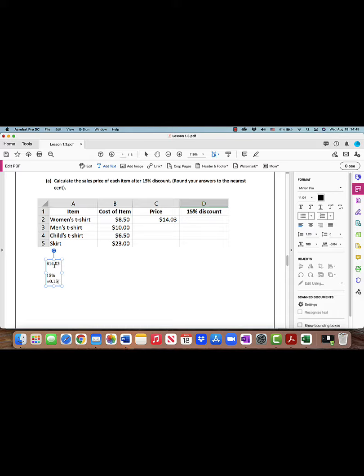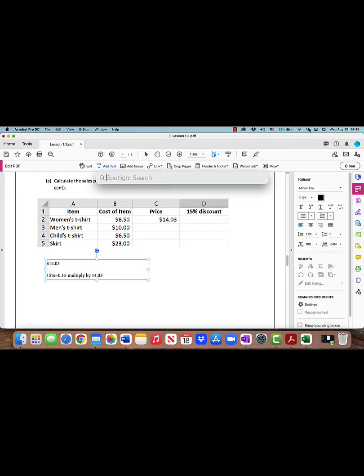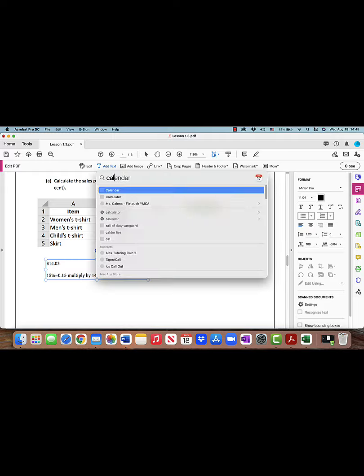And since we're finding what that discount is, we're going to multiply this by the price of that shirt. Let me just make this bigger. All right, so we're going to multiply by $14.03. Okay, so let's go ahead and do this. We can use a basic calculator here.